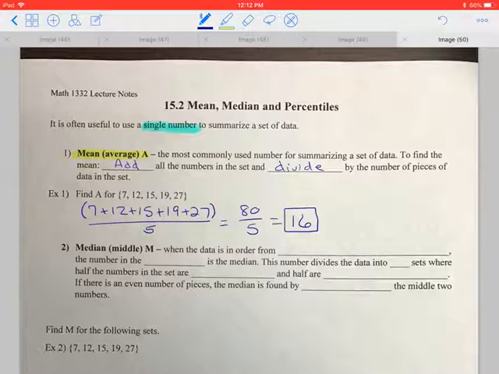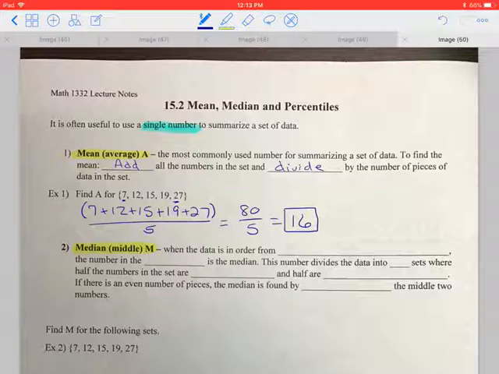Now the average should fall somewhere kind of in the middle. We've got numbers ranging from 7 to 27, so we're expecting our average to be somewhere in between those numbers. So if it was bigger than 27 or less than 7, we would know that we did something incorrectly. All right, now the next number we're going to use is the median, or the middle number.